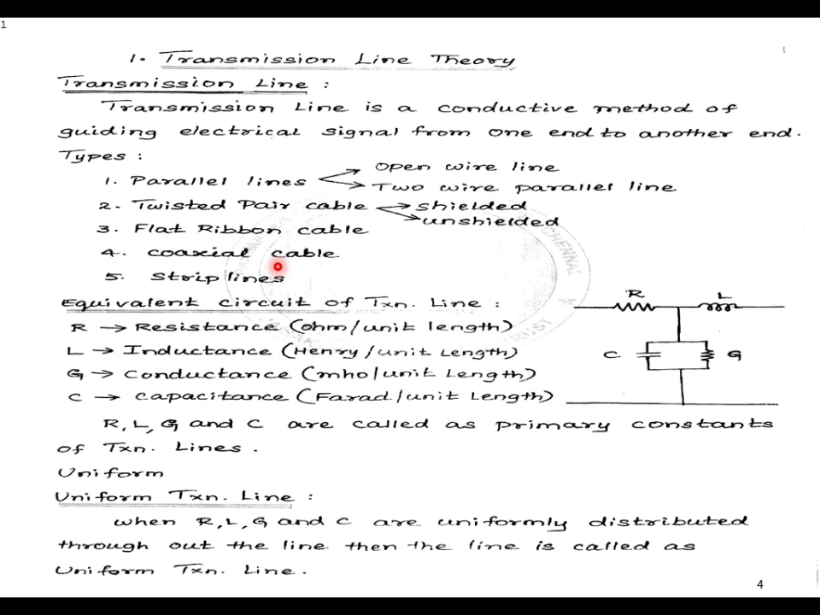And this is the equivalent circuit. See, resistance and inductance, conductance. This is conductance and this is capacitance. These look like a T section. And these R, L, G, C, these 4 are the primary constants. These primary constants are uniformly distributed over the transmission line. We call this a uniform transmission line.